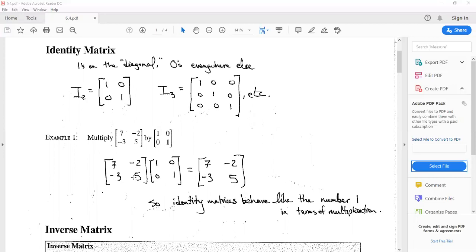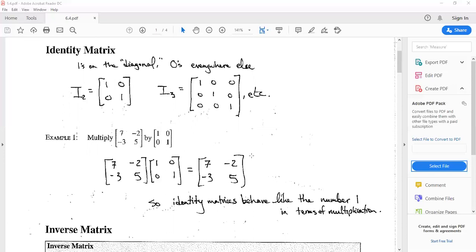Then the second row, first column entry of the product is given by the second row of A times the first column of I. That gives us minus 3 times 1 plus 5 times 0, which is minus 3. And then the second row, second column entry is the second row of A times the second column of I. That gives us minus 3 times 0 plus 5 times 1, which is 5. And notice that this product is the same as the matrix that we started with. So multiplying by an identity matrix didn't change the matrix that we started with.